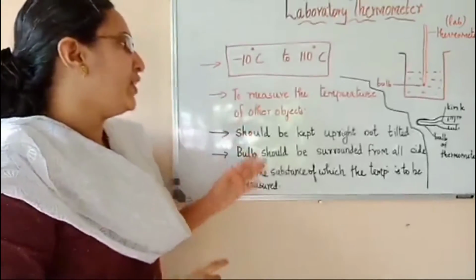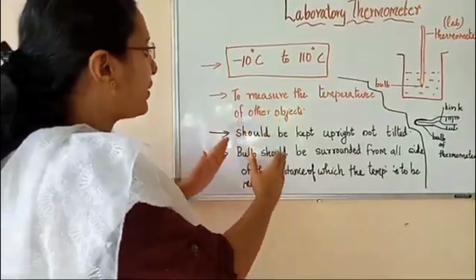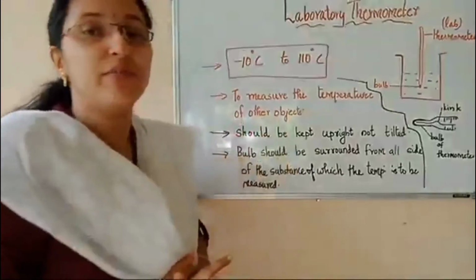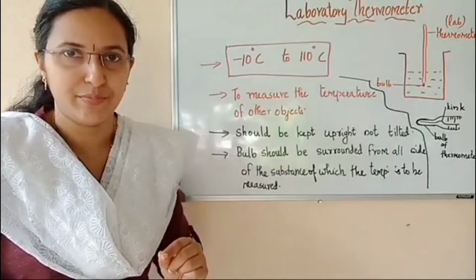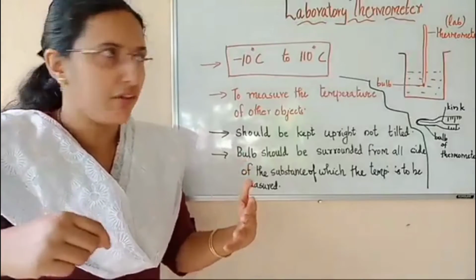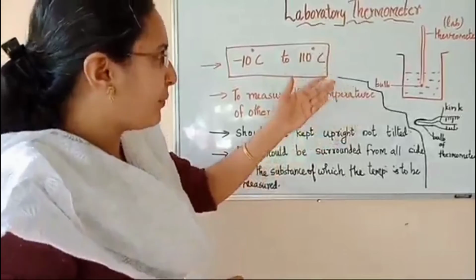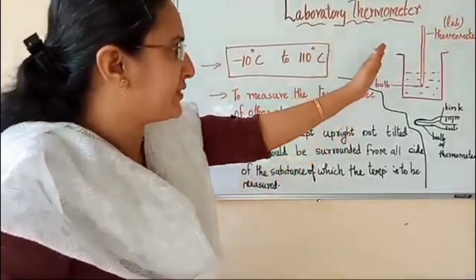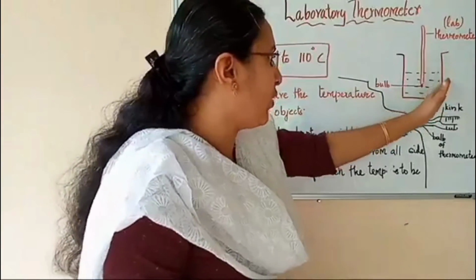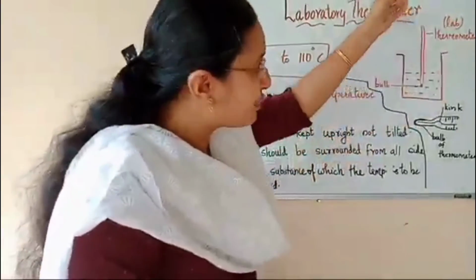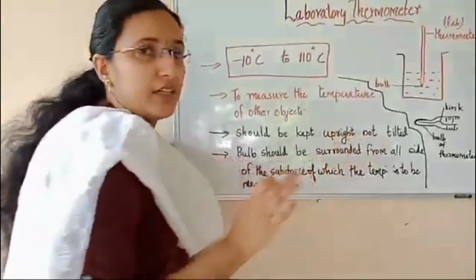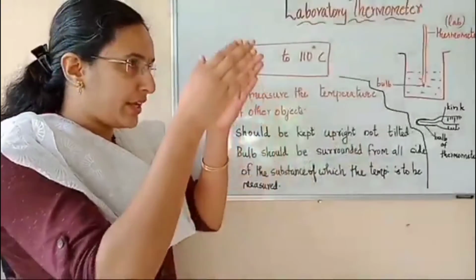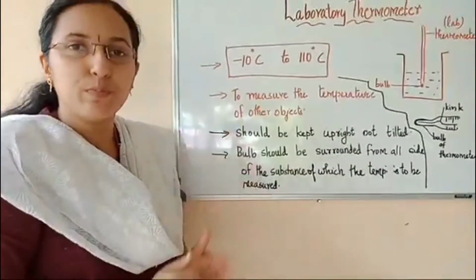The next one is, what are the precautions we have to take while using a laboratory thermometer? There is no need of jerking. We have to keep the thermometer upright, whether the substance is boiled water or anything. We have to keep it upright and not tilted. Remember that we have to keep it in the right position, the upright position.